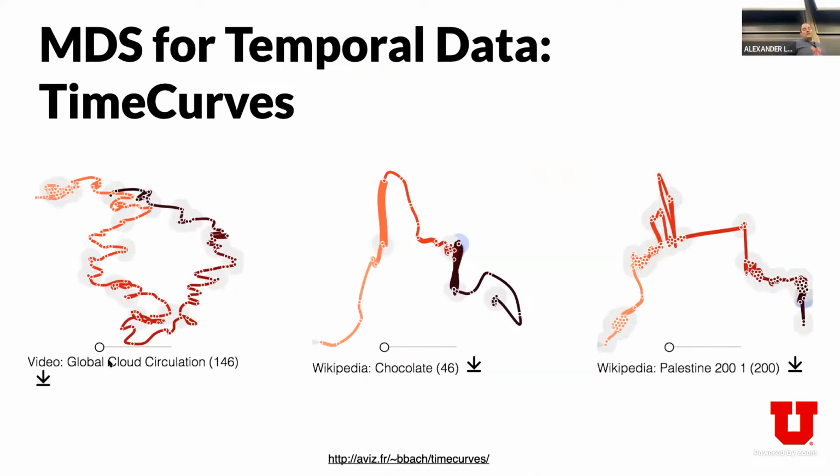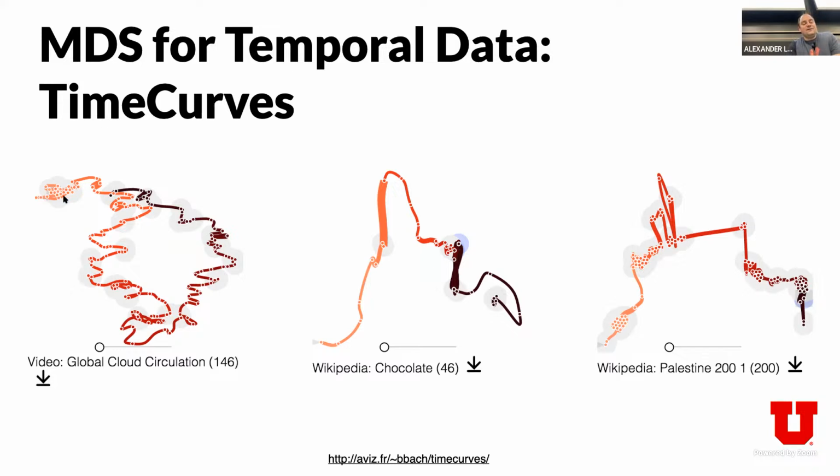And then just one really cool application of MDS is this time curves approach. What they're doing is taking temporally complex data, like Wikipedia articles that change over time as they're being edited, or cloud cover or any other thing. And they're plotting these different points in time using multidimensional scaling. And then here you see the global cloud circulation.